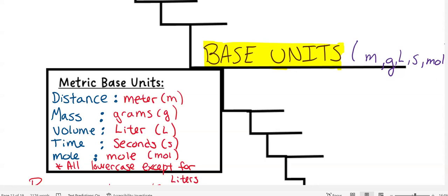And then mole, which we won't see too much in this semester, but mole is MOL, not much of an abbreviation, but we'll find that there's a lot of M's that are going to be happening. So we need a little more details there. So notice all of them are lowercase except for liters.